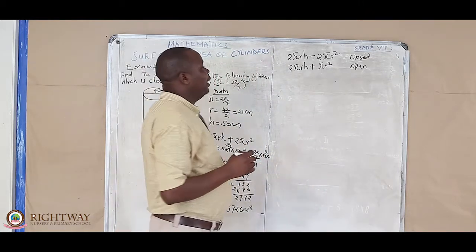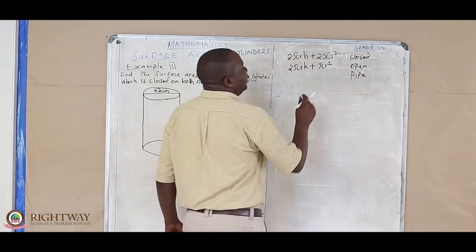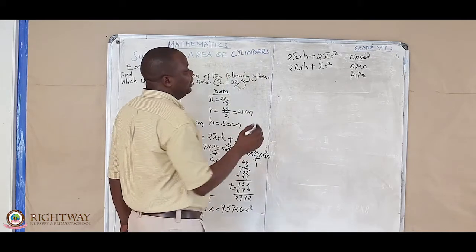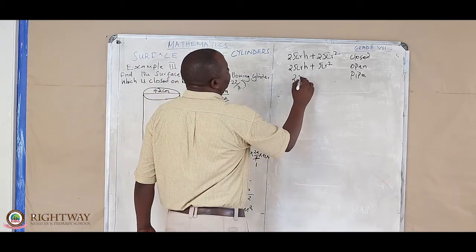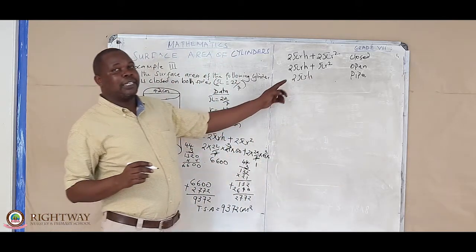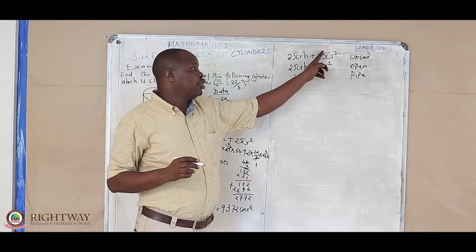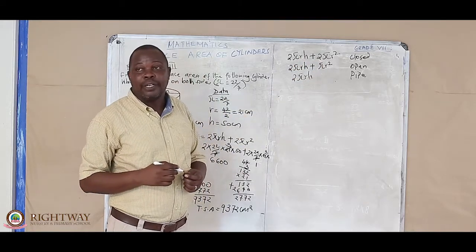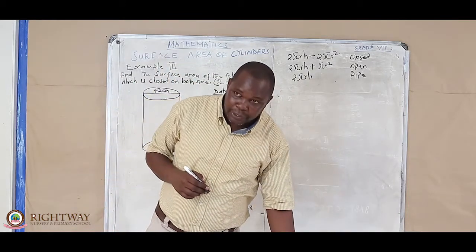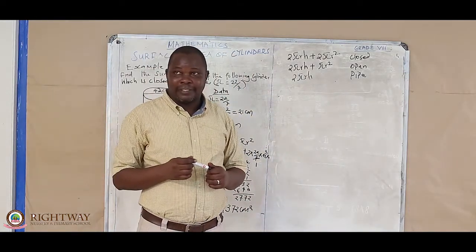And now for a pipe, it will be this part now, because both circles are removed, to remain as 2 pi RH. You can see our constant part is this one. The one that changed is this one, according to the circumstances available. So that is the surface area of closed cylinders.